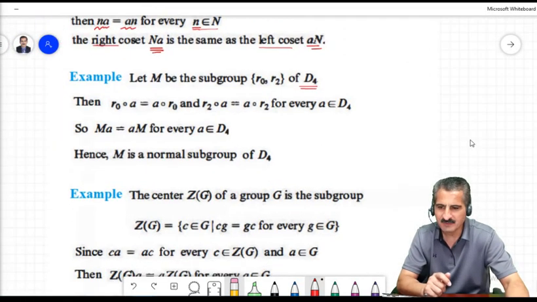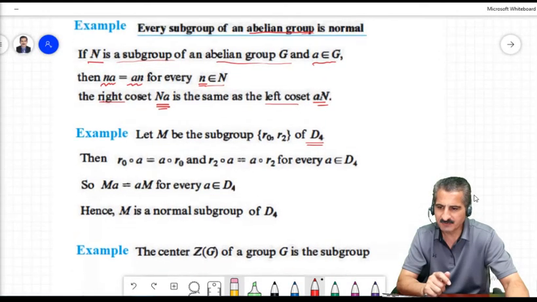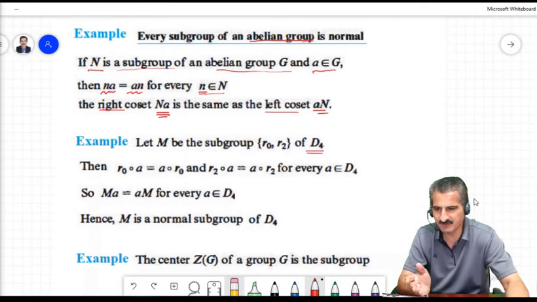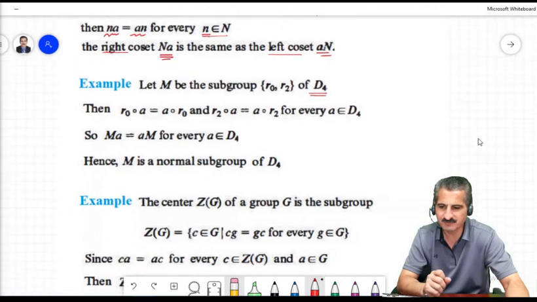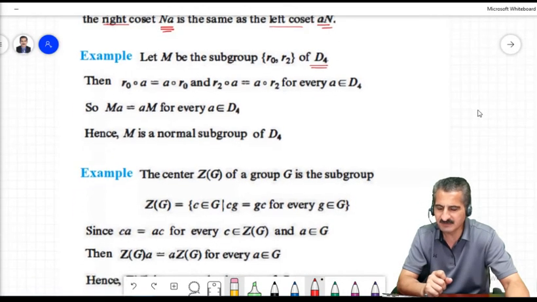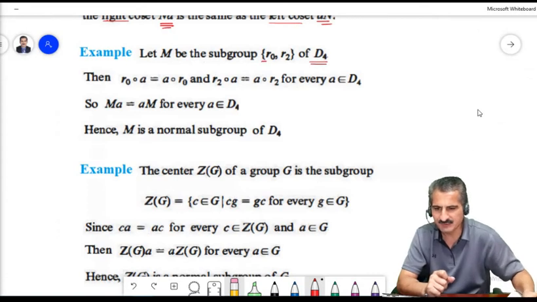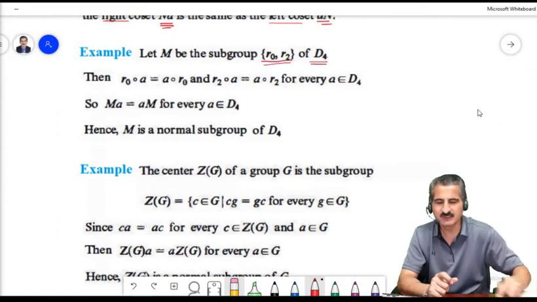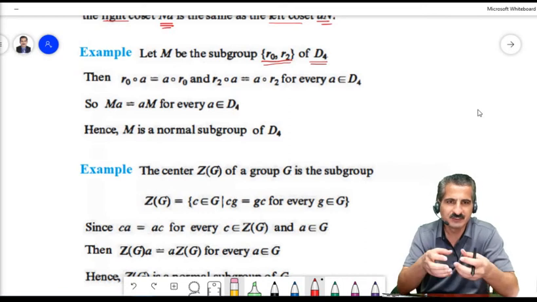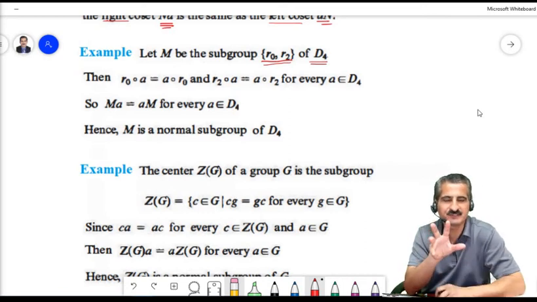Okay, now again here we have one normal. Every subgroup of every abelian group is normal. See, this example chooses another subgroup of D4, which is M, consisting of R0 and R2. Now, if you want to understand this correctly, R0 is leaving the square as it is.